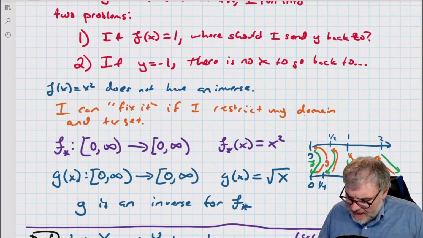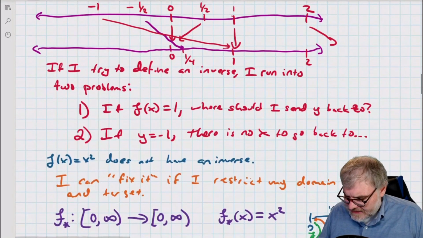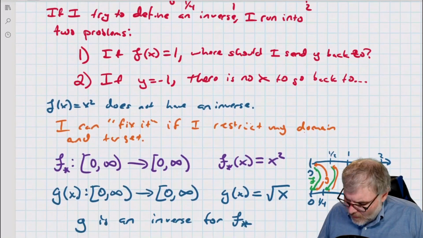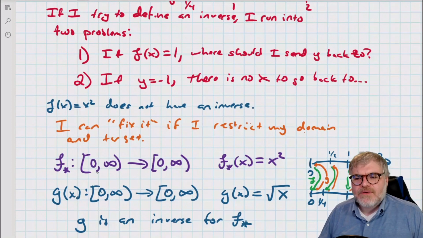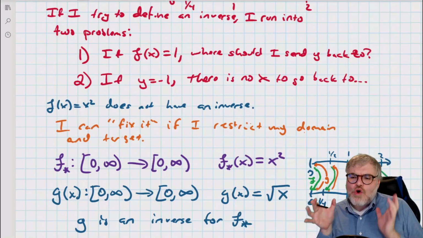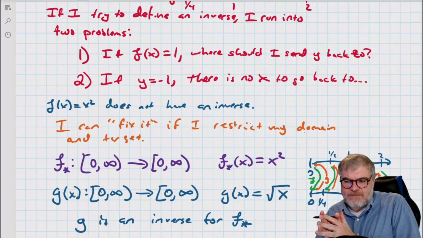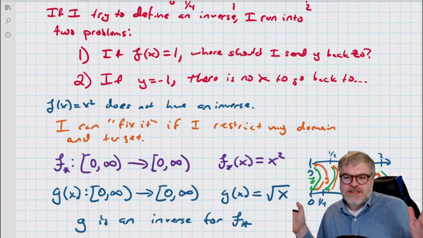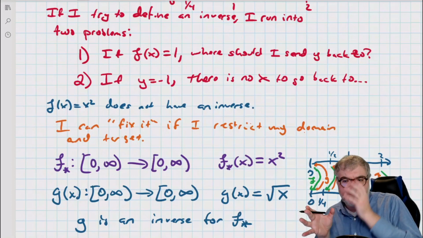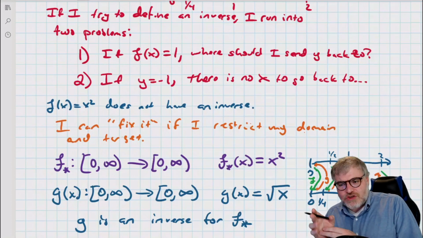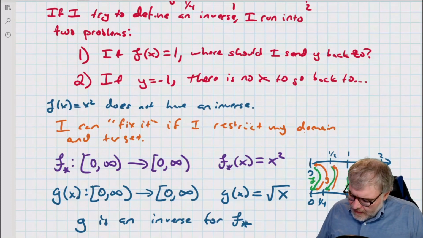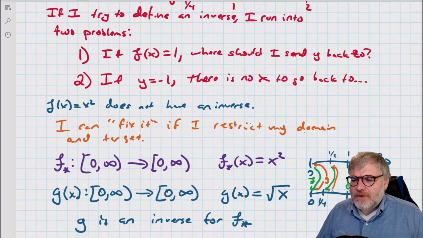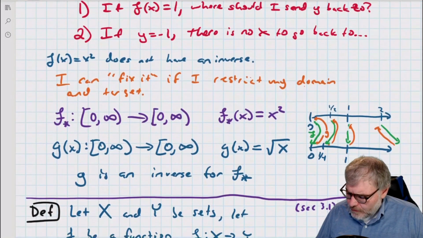What happens if I instead restrict f? What happens if I take f and I say, okay, f star, and I'm only going to define it, so I'm restricting the domain to the non-negative numbers. And then I'm restricting the codomain. Instead of letting the codomain, or the target, be all of R, I'm going to say, okay, I'm only interested in the non-negative numbers. So I'm going to call this restriction, this new function, f star. Now I don't have that problem. Notice now I don't have the problem that I did before.